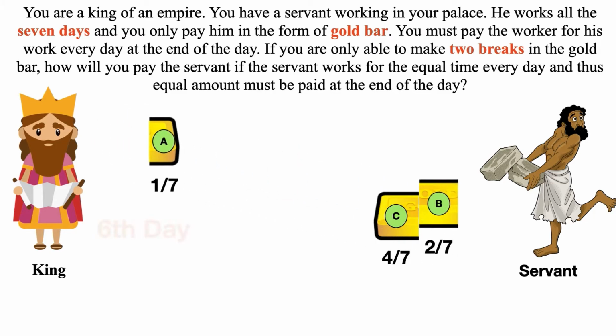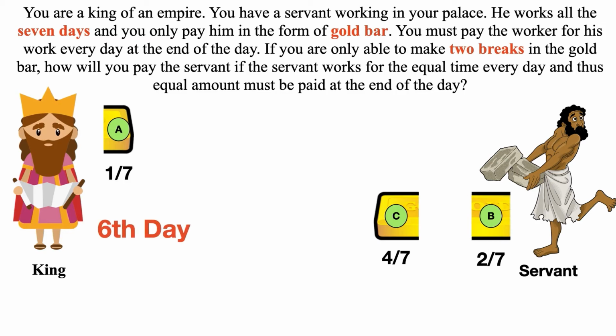When day 6 ends, give bar B to the worker and take back bar A. Here you remain with bar A. The worker possesses bar B and bar C.